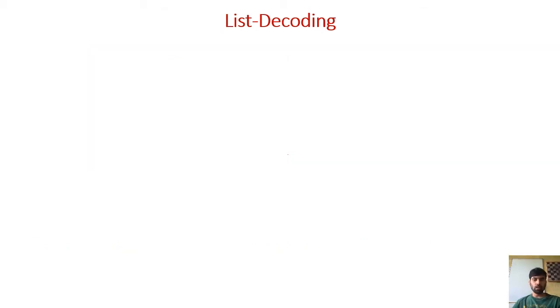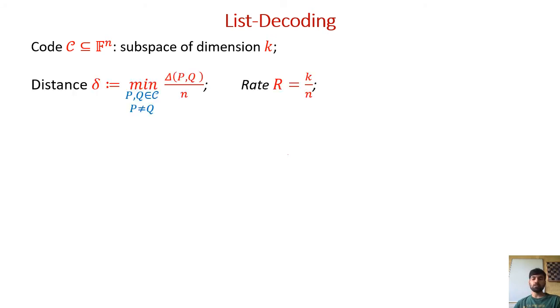Now let's move on to a primer on list decoding, a very quick one. So we will exclusively work with linear codes in this talk. So script C is the code residing in F to the n, where F is a field and n is the block length. It is a subspace of dimension k, and the distance is just defined as the minimum Hamming distance between two distinct code words fractionally. Since it's a linear code, you might as well assume p is 0 in the definition, and the rate is just the dimension by n.